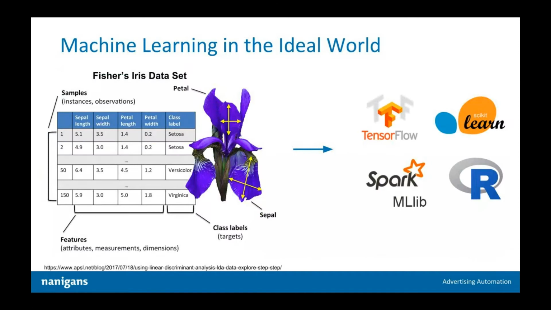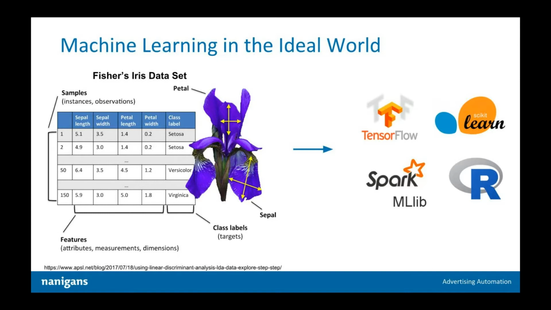go and you can take that data set, right? You have your samples, which is the number of flowers that were measured, you have your features, which are attributes about the flower. You have your class labels, which is specifically I'm trying to learn what type of flower it is. And then you take that data and you throw it into whatever your favorite machine learning library is.